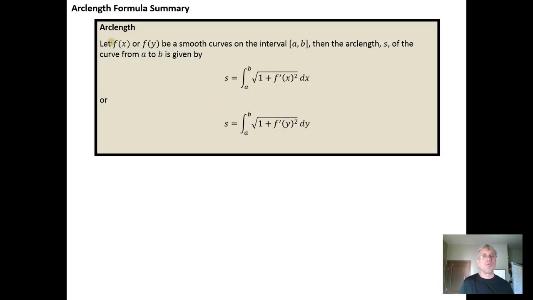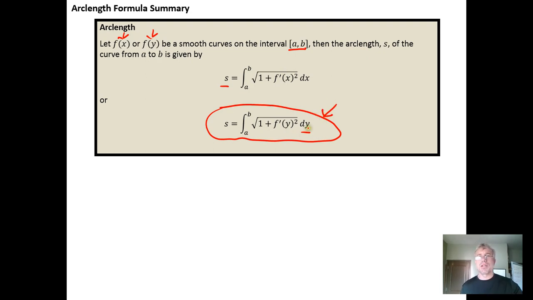If we have f of x or f of y, in other words, you can integrate with respect to the x or the y axes, and you want to integrate over some interval on the x or the y axis from a to b, we can find the arc length of the curve by taking the square root of 1 plus the square of the derivative dx, or 1 plus the square of the derivative with respect to y dy.